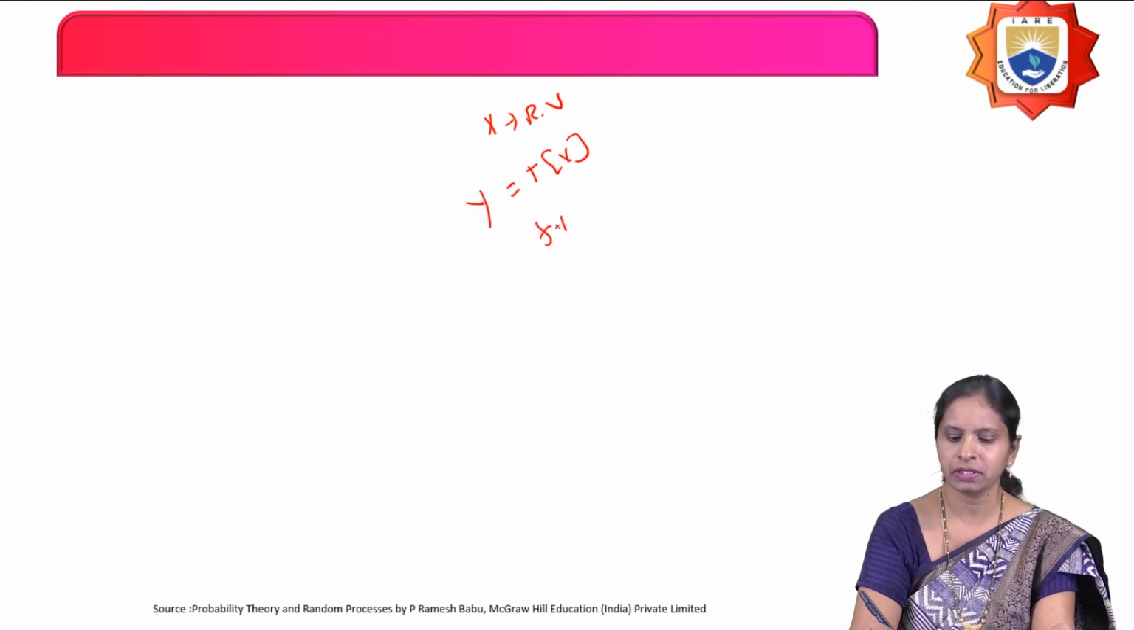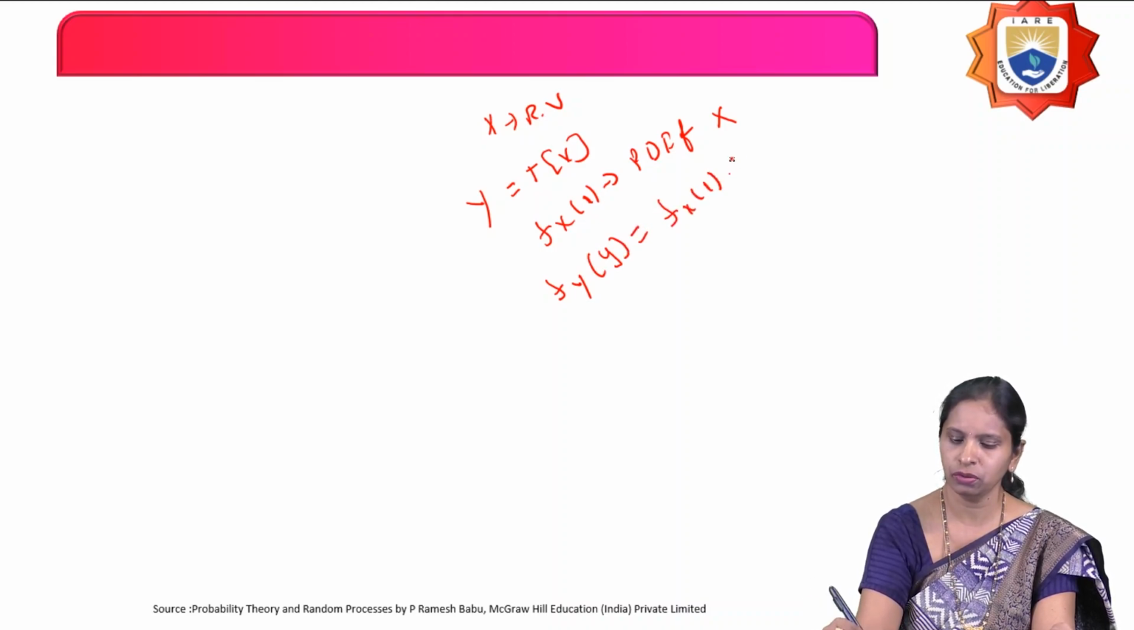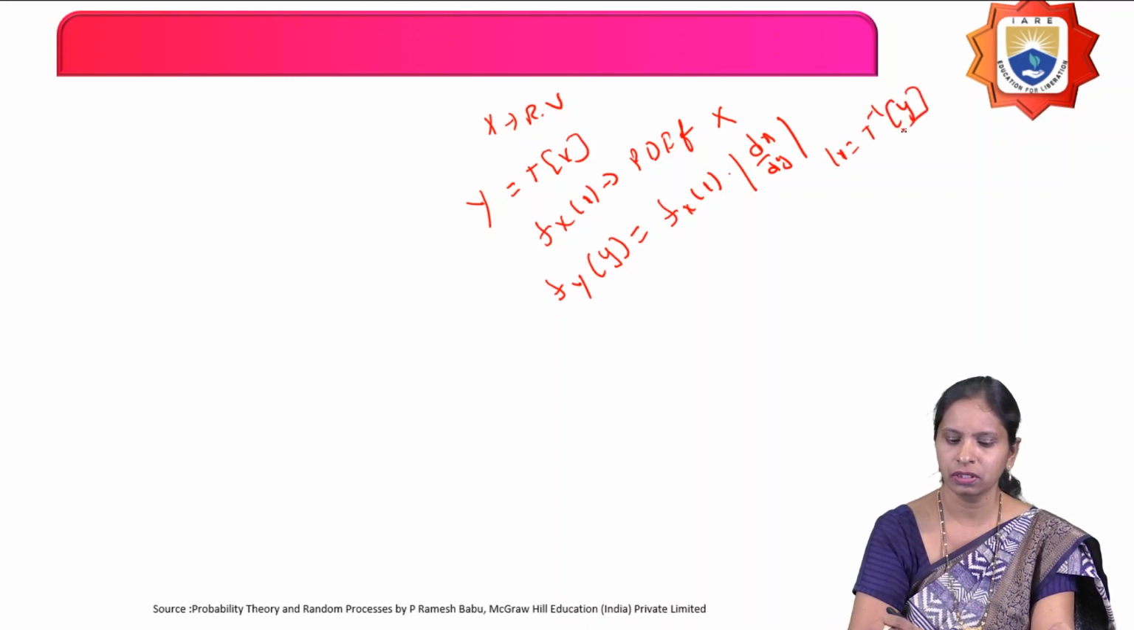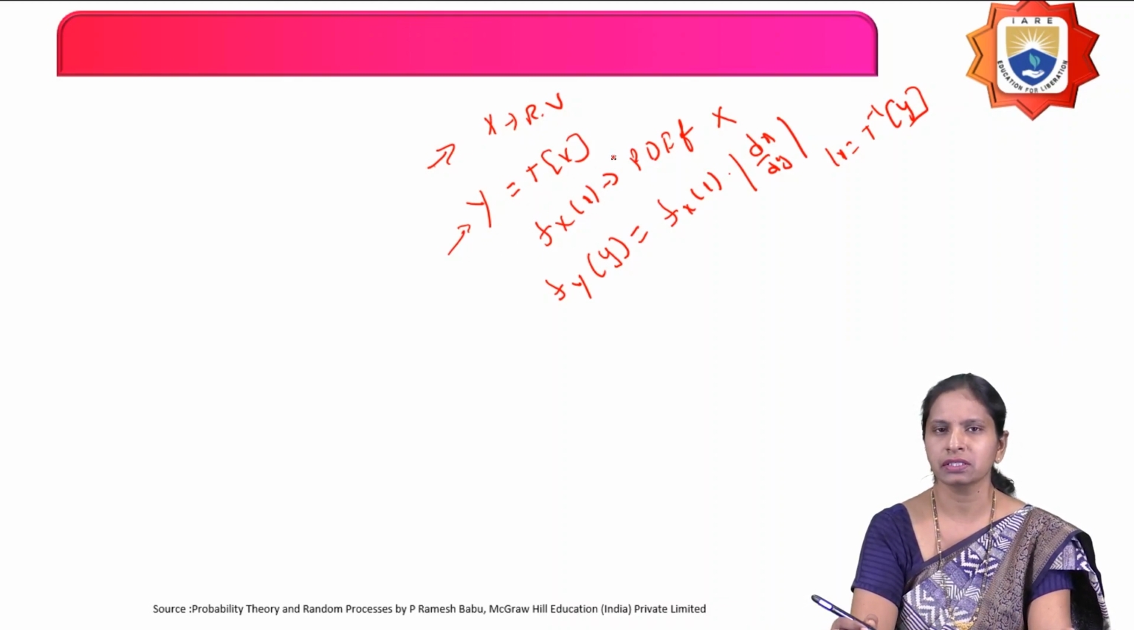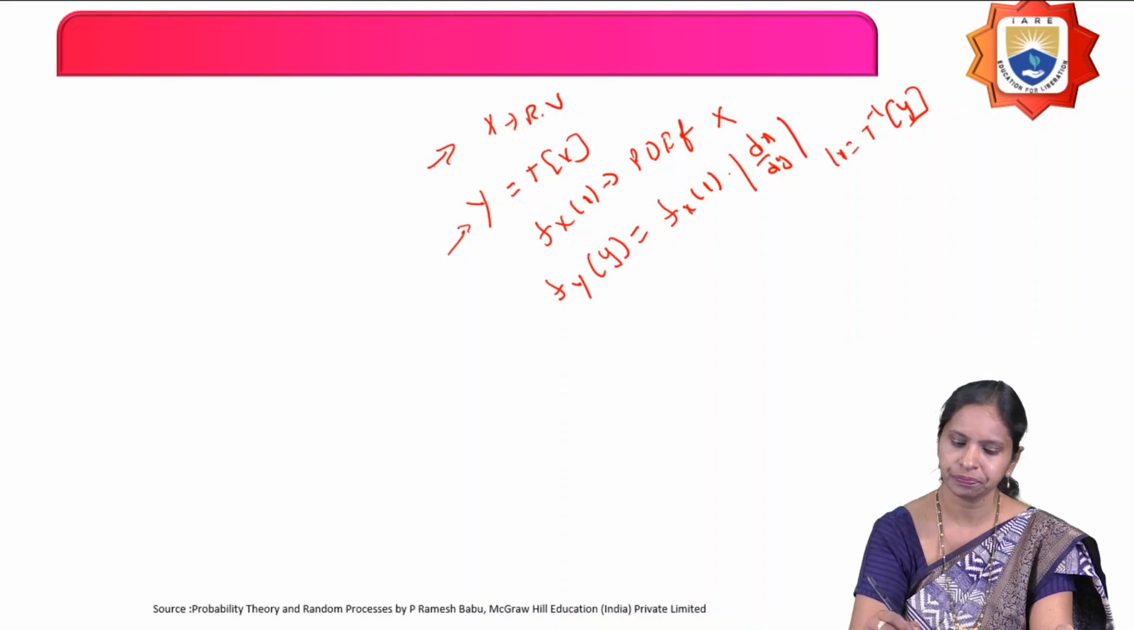Then, if fx of x is the density function of the random variable x, then the probability density function of the transformed random variable is given by fx of x into mod of dx by dy, where x equals T inverse of y. This we have seen already in the previous lecture, the transformation of a single random variable into a single random variable. In this, we have seen two types: monotonic transformation and non-monotonic transformation.